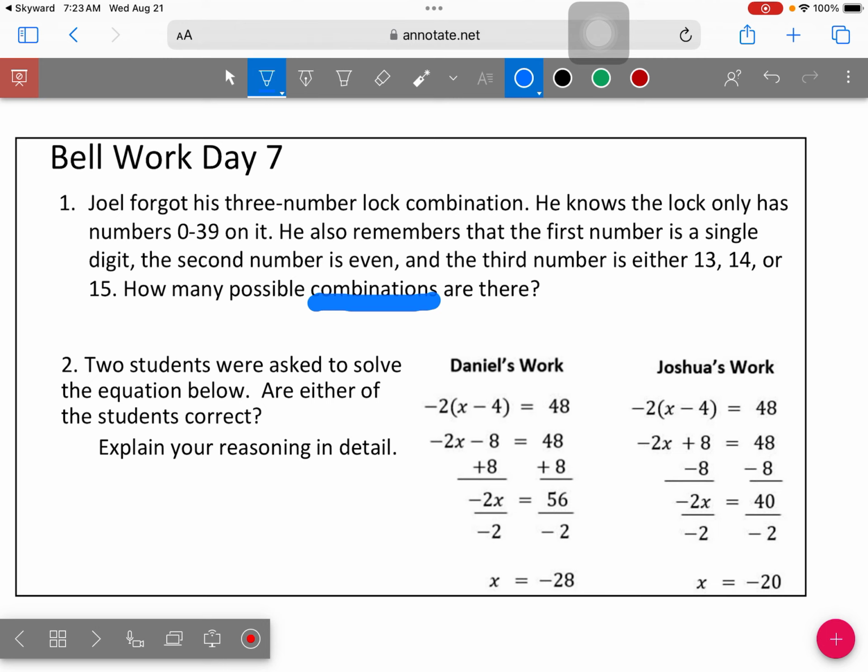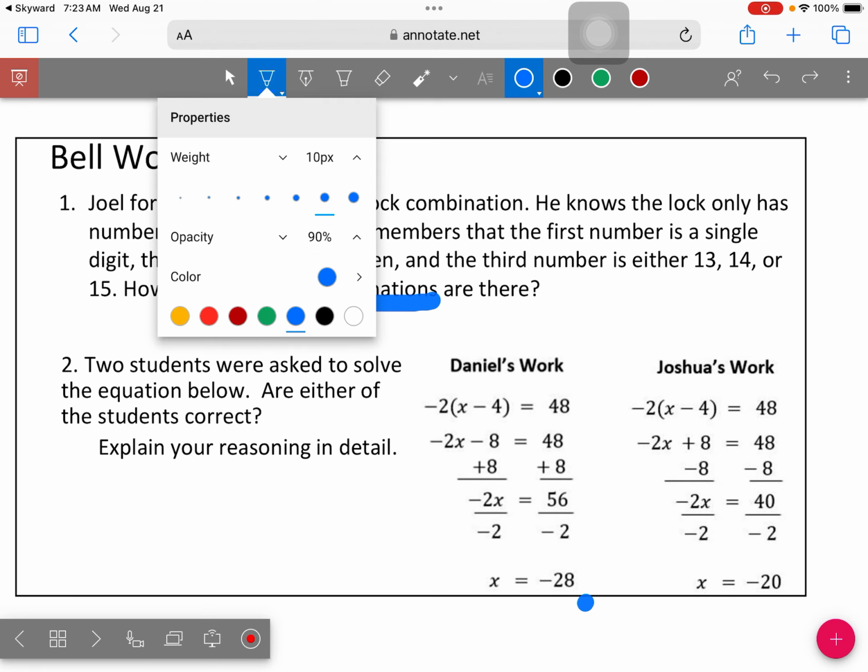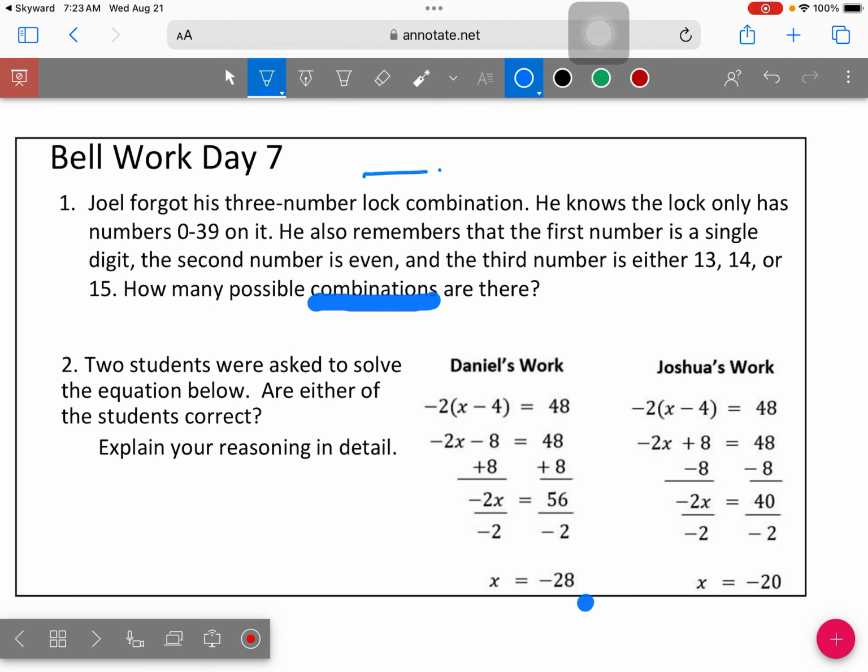Okay? All right. So let's talk about this. Joel forgot his 3-number lock combination. So right there, you should be going, whoops, that's a little wide. You should be doing 1, 2, 3. I really think that is helpful to put down the blank spaces so you know what we're talking about. Okay? Tristan, can you go to bell work day 7?